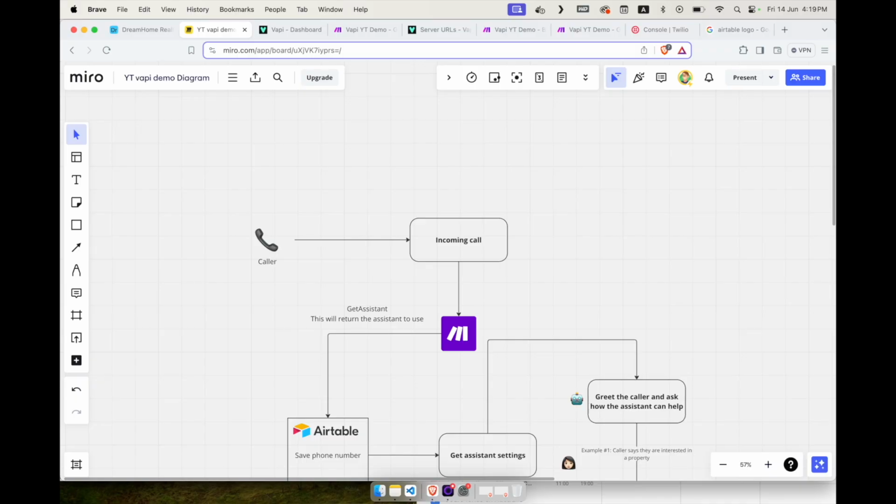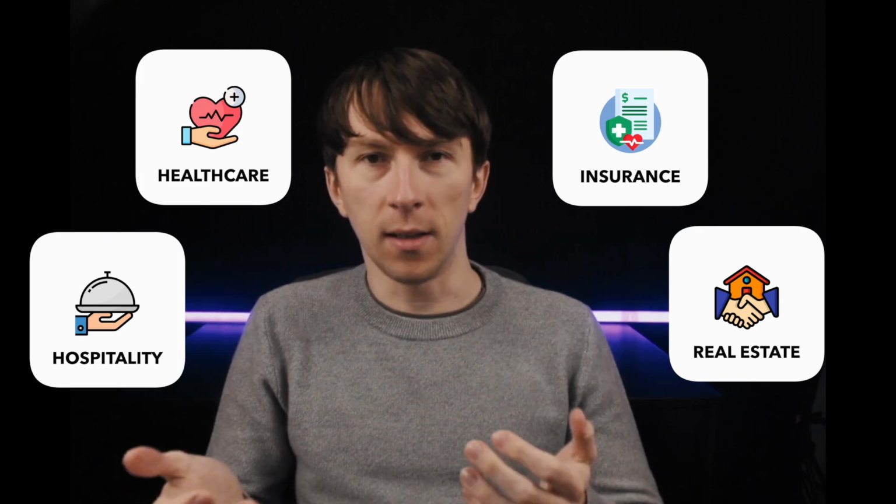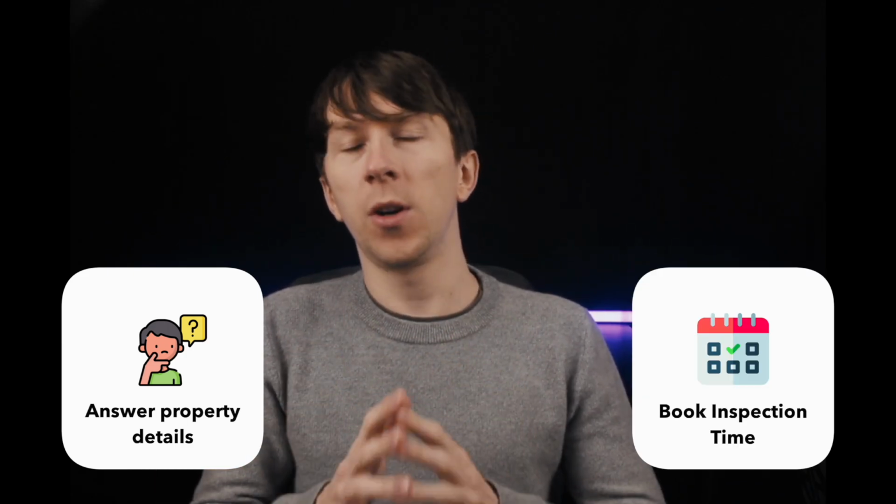I'm Donna, and in this video I'm going to show you how you can build an AI voice assistant that you can directly embed on a phone number and use for your own business. This can apply to any business such as hospitality, healthcare, insurance, or real estate. I will take the example of a real estate company and build an assistant that answers property details questions and allow the user to book an inspection time.